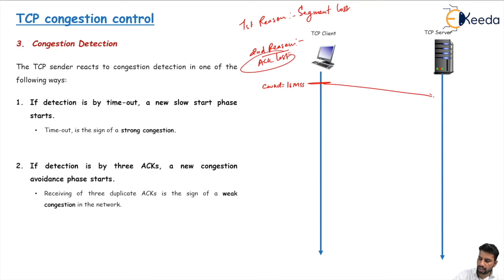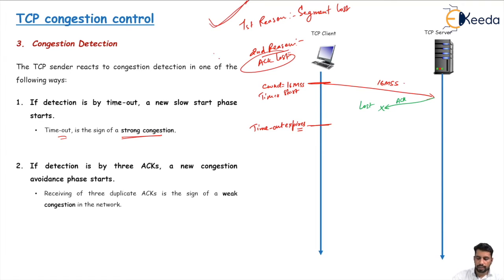Maybe you send the 16 MSS and the timer starts. Your receiver sends the acknowledgement, but this acknowledgement gets lost in the network. And here the timeout expires, which means the sender will assume that again there is high congestion in the network. Timeout is a sign of high congestion in the network. So timeout means either the packet is lost, or the acknowledgement is lost, meaning the acknowledgement is not received before the timeout expires. Again the same criteria applies, and a new threshold is set.